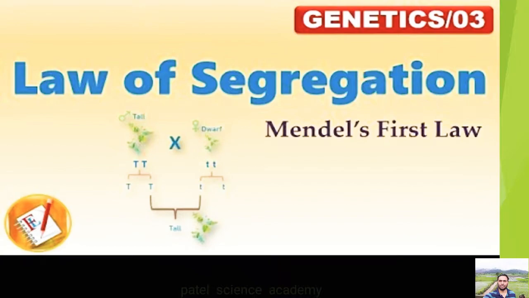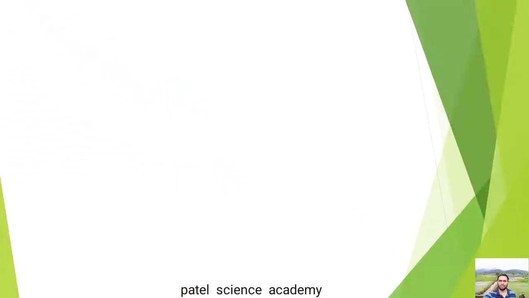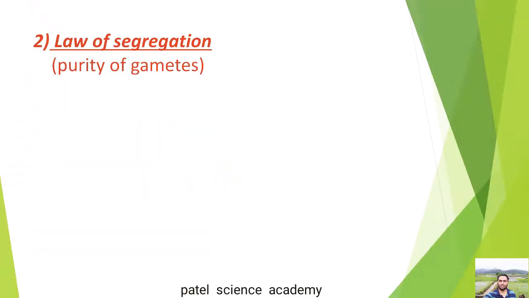Now we'll see the second law. The second law is the law of segregation, which is also called the law of purity of gametes. So we'll see the law of segregation now. What is the statement of the law of segregation, which is also known as the law of purity of gametes?